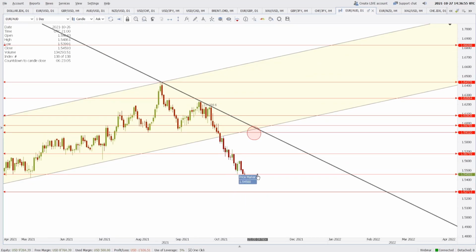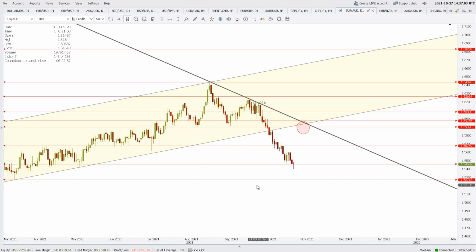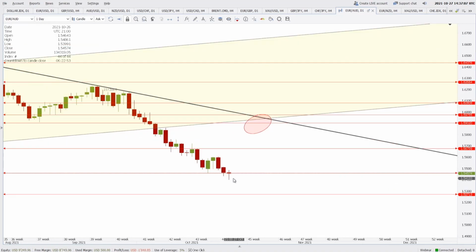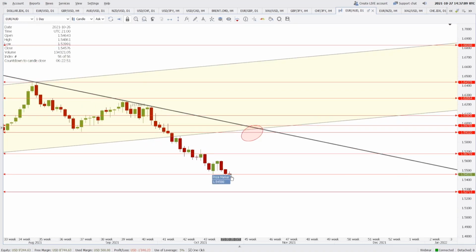1.5457 is the level which we had created, and if the price today closes higher than this, then 1.5675 is possible, because this is like a bullish pin bar at the support zone. So if it happens today, if it closes in the green today, then 1.5675 is also possible in this market. Otherwise, if it closes lower than this 1.5458, then 1.5271 is also possible in this market.